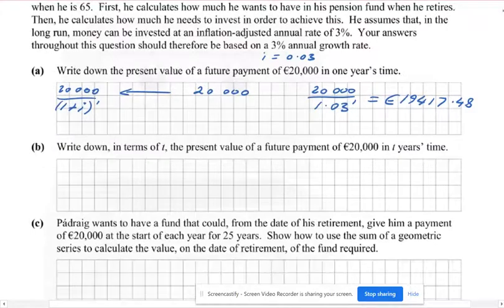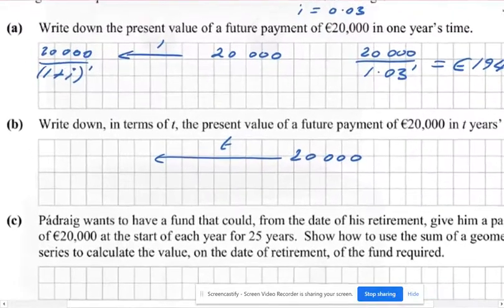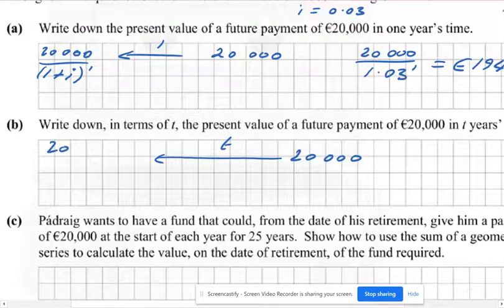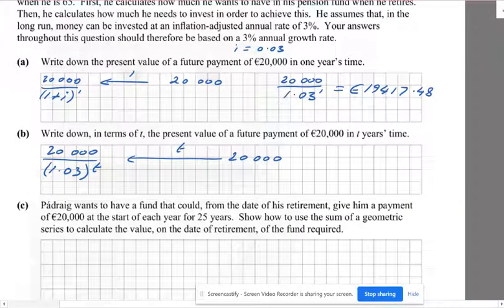Now, part B. In part B, we really generalize what happened in part A. So it's for any number of years t. This was for 1 year. So we're going to generalize that for t years. So 20,000 for t years. If you bring it back t years, what's its value, again, on the day of retirement? It's worth 20,000 over 1 plus I, and in this case, we might as well put in the I straight away, which is 1.03, and it's to the power of t this time. And that's the answer to part B. He wants it in terms of t, so that's what we've done.